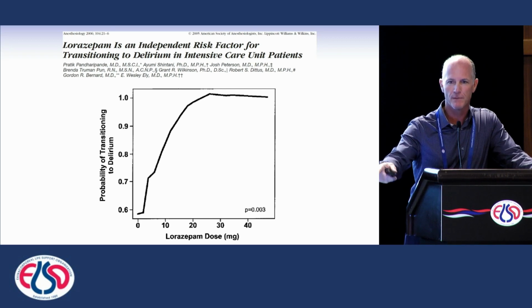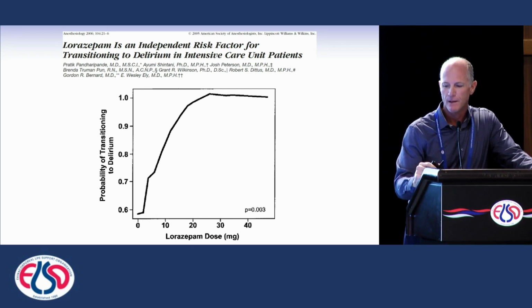Now, this is for lorazepam, the evil cousin of midazolam. But you see on the x-axis, the increasing dose of lorazepam. The y-axis is the probability of developing delirium. It looks like pretty much 100% to me, about halfway across there.